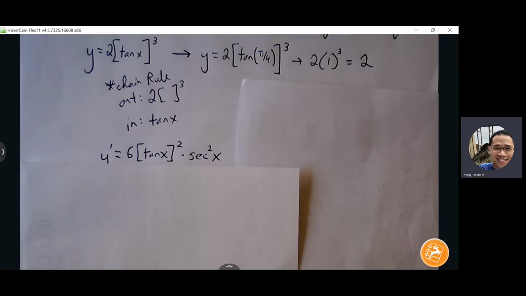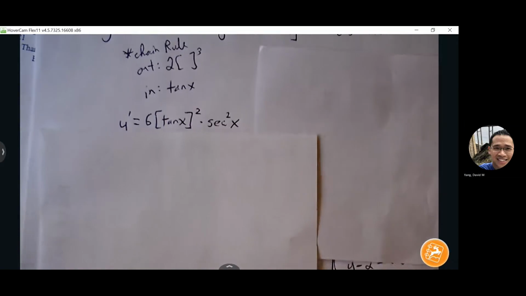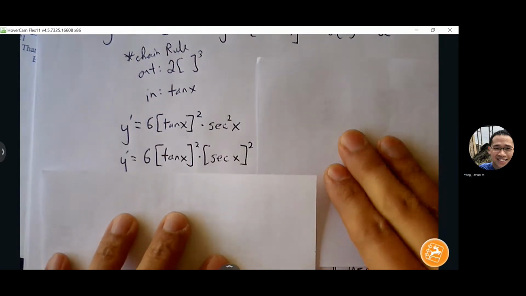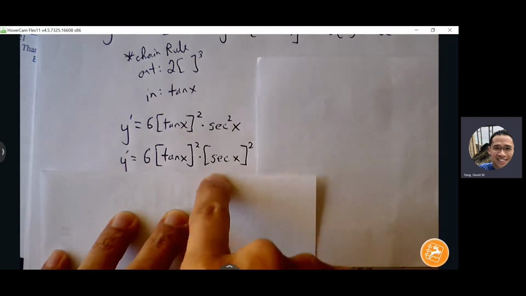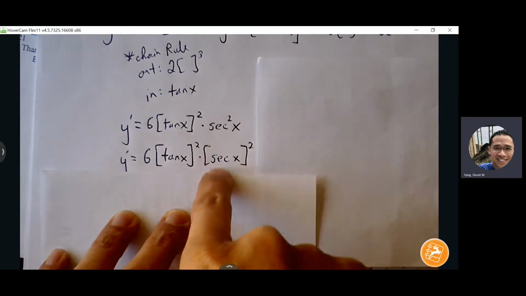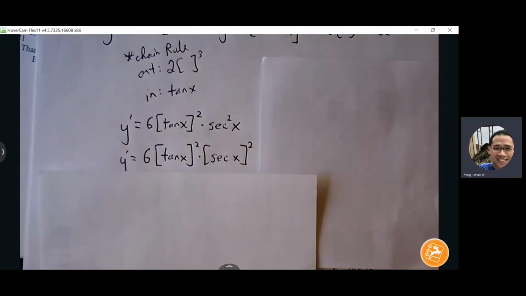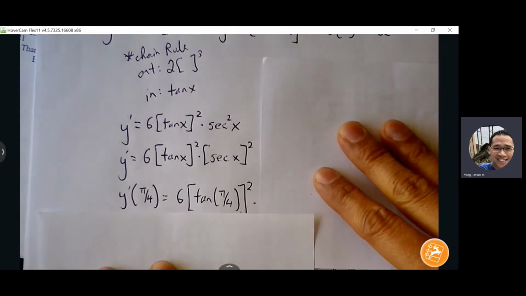Now we can find the slope. Plug in our x value. And again, before I do that, I am rewriting that secant as bracket secant x bracket squared. So I'm reminding myself I'm going to find the ratio before I square it. Okay, so replace every x with pi over 4.